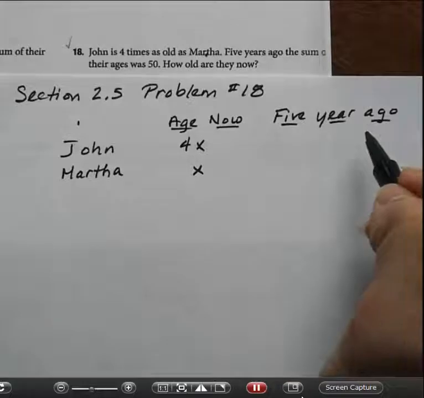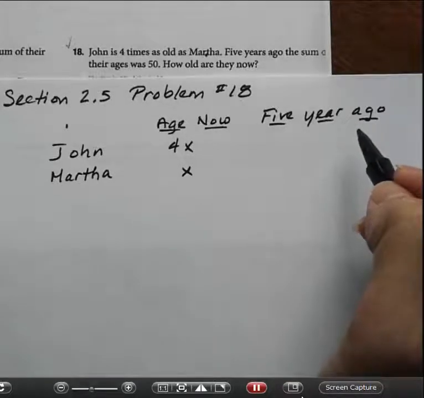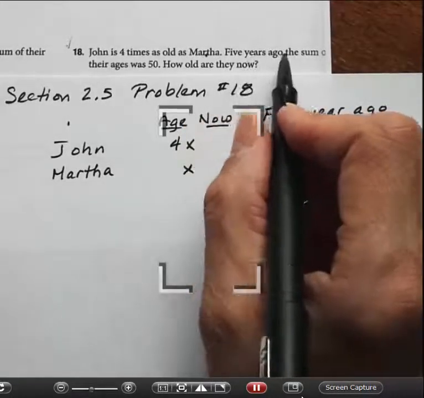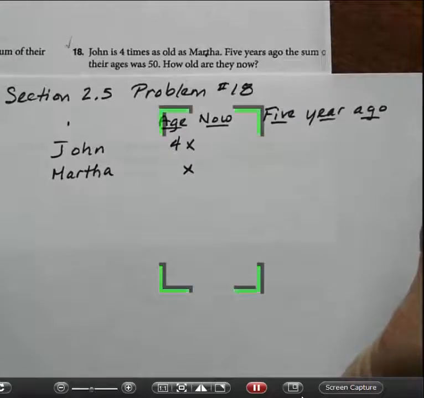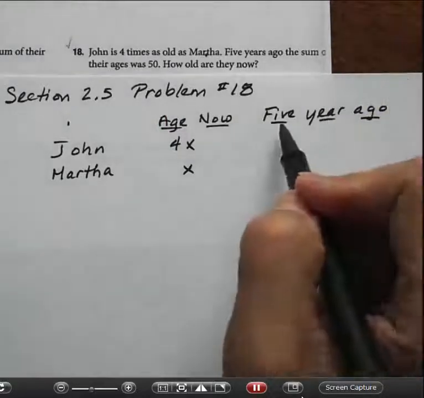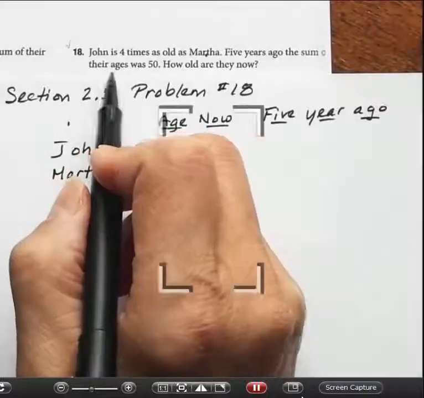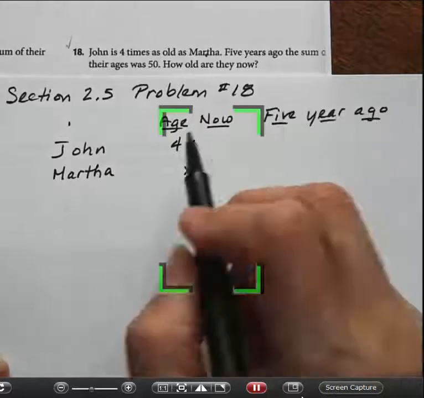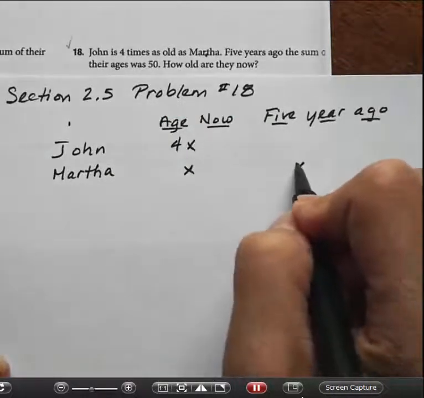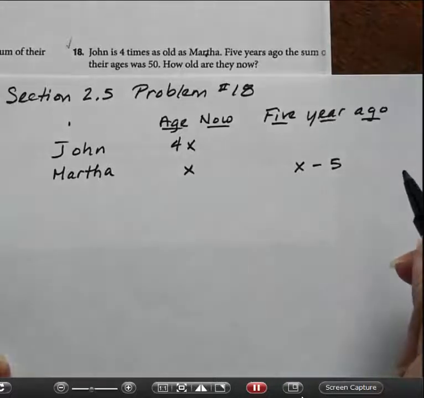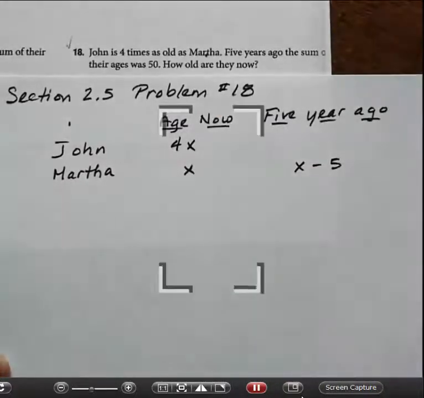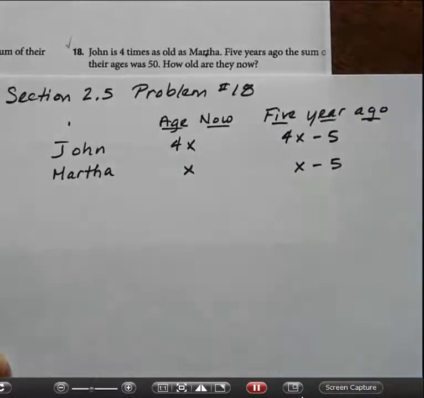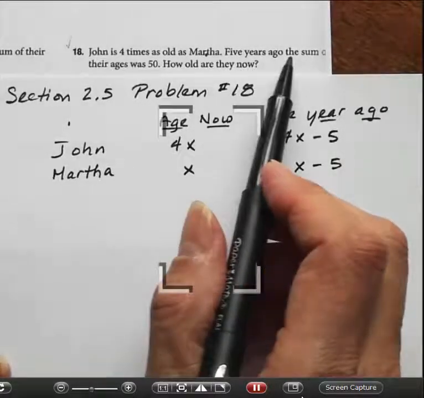So does that mean I'm going to be adding 5 years to their ages or subtracting 5 years from their ages? If it was 5 years ago, we're not talking about the future, we're talking about the past. So 5 years ago, the sum of their ages was 50. So we need to figure out how old were they 5 years ago. Well, Martha wasn't x, she was x minus 5 years old. And John wasn't 4x, he was 4x minus 5. So I'm just taking the ages that they have now and subtracting 5 years from them.